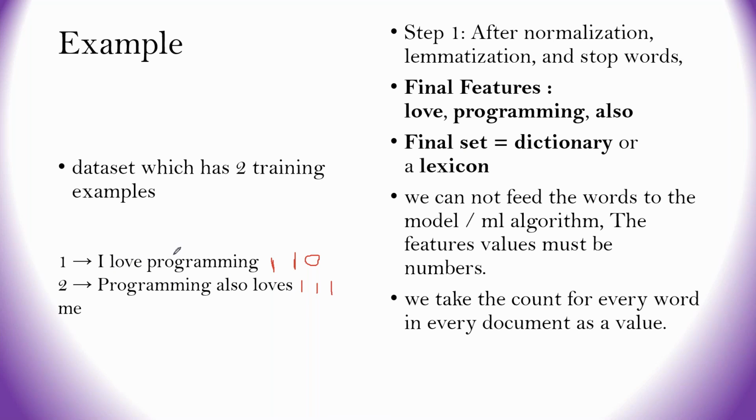If you look at the first data set, even I is going to be eliminated as a stop word, and even me is going to be a stop word. We will be eliminating it. This is just raw data I have shown you. So love, programming alone will be there in the first data set. Programming, also, love will be there in the second data set. So then the feature vectorization table looks like this, 110 and 111. That's what is mentioned in the next slide if you look at it.